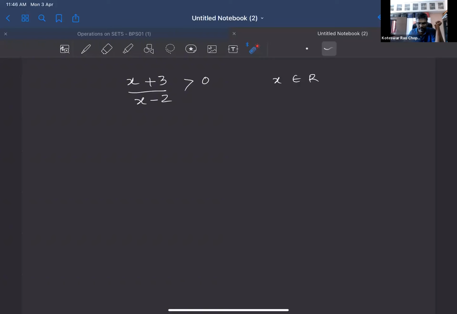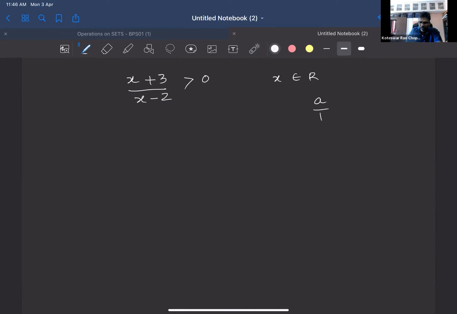Okay, so in this case, let's say I treat the numerator as A and the denominator as B. We are looking at A divided by B greater than 0, right? So your critical points are still, when X plus 3 is 0, you get minus 3, and when X minus 2 is 0, you get 2. Critical points are still the same, but how you work with them will be very important.